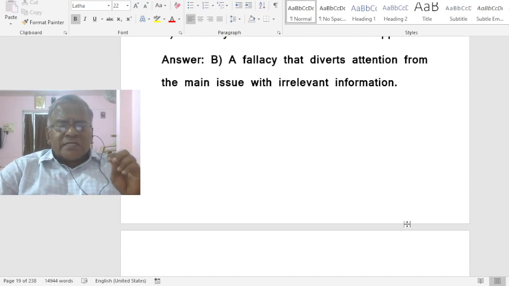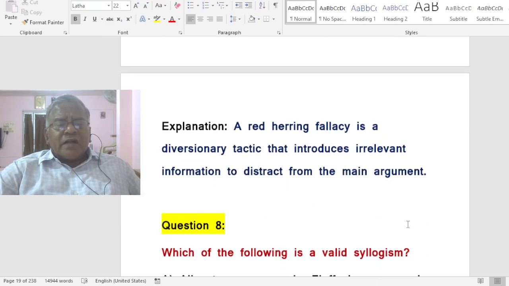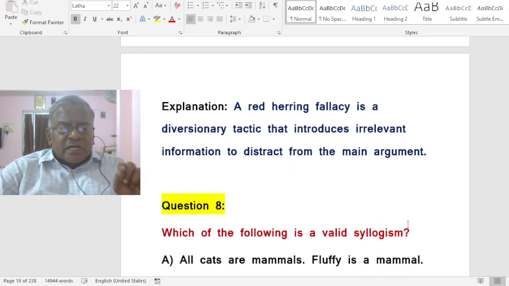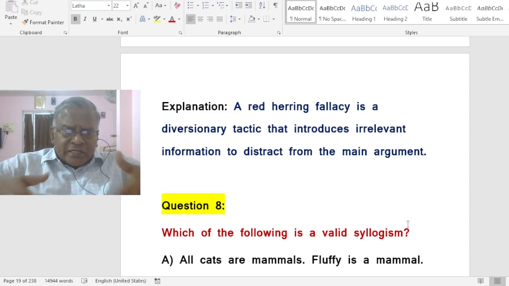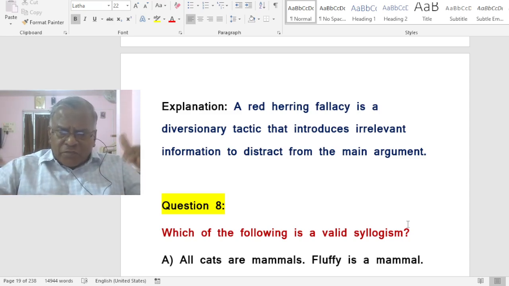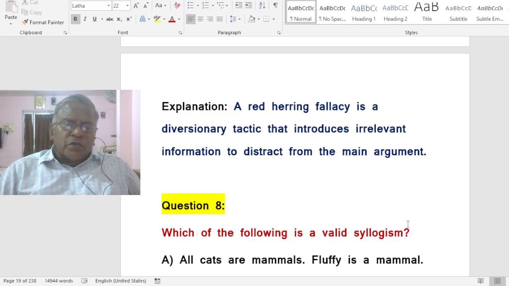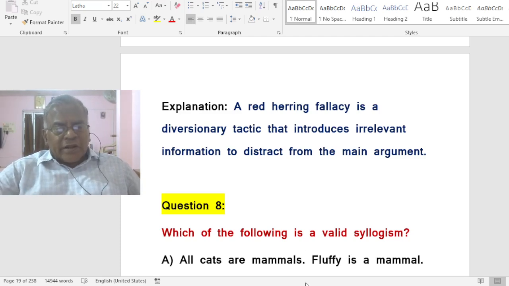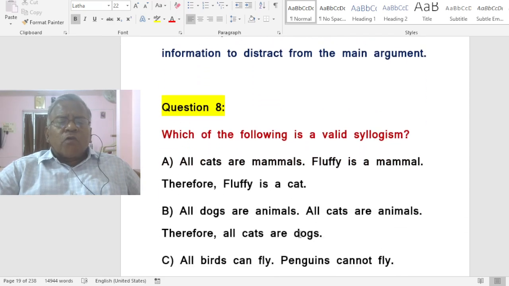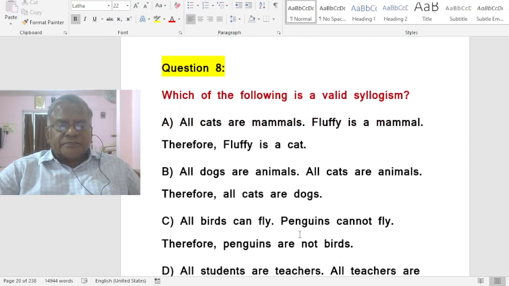That is a fallacy that diverts attention from the main issue with irrelevant information. A red herring fallacy is a diversionary tactic. Diversion tactic means deviation from the truth, deviating from the truth. A red herring fallacy is a diversionary tactic that introduces irrelevant information to distract from the main argument. That's the idea here. Now, which of the following is a valid syllogism?